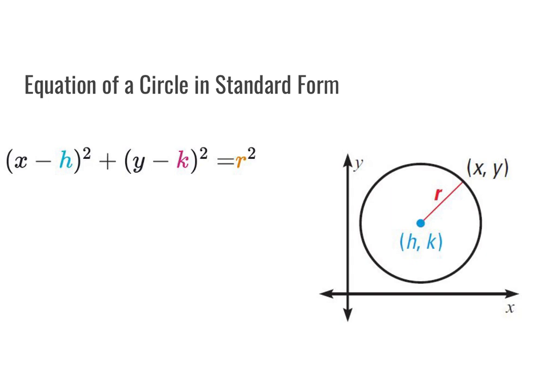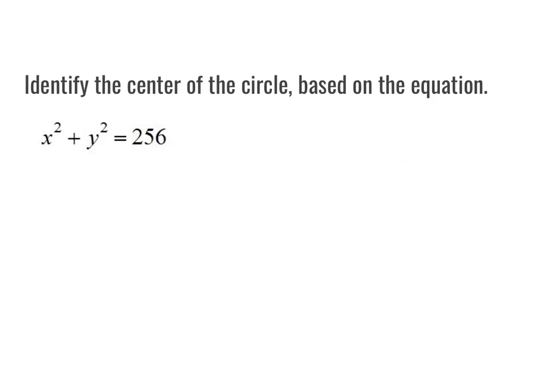Remember the numbers that are in the parentheses with x and y, the h and k, are just points from the center, and the number that is by itself is the radius, but it is being squared. So if I want to identify the center of the circle, I don't even care about the number after the equal sign because it's already in standard form. This is dealing with the radius, so I could just ignore it for the purpose of this question.